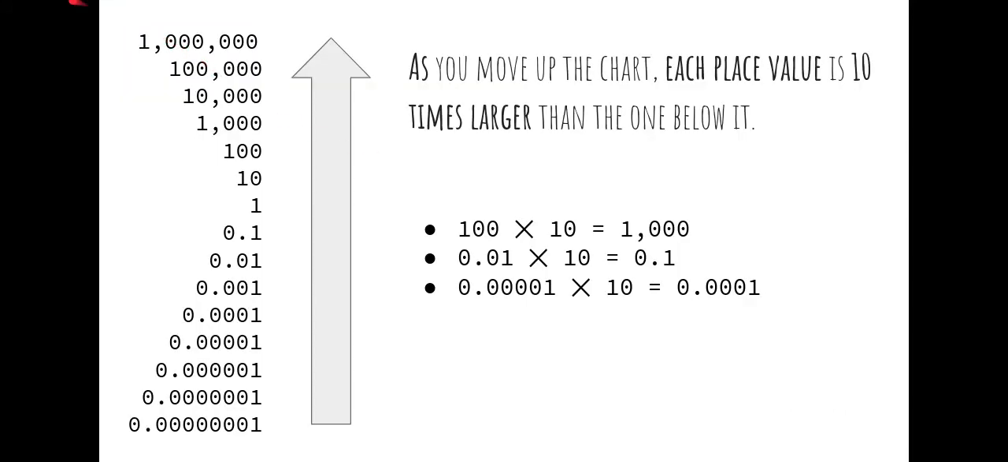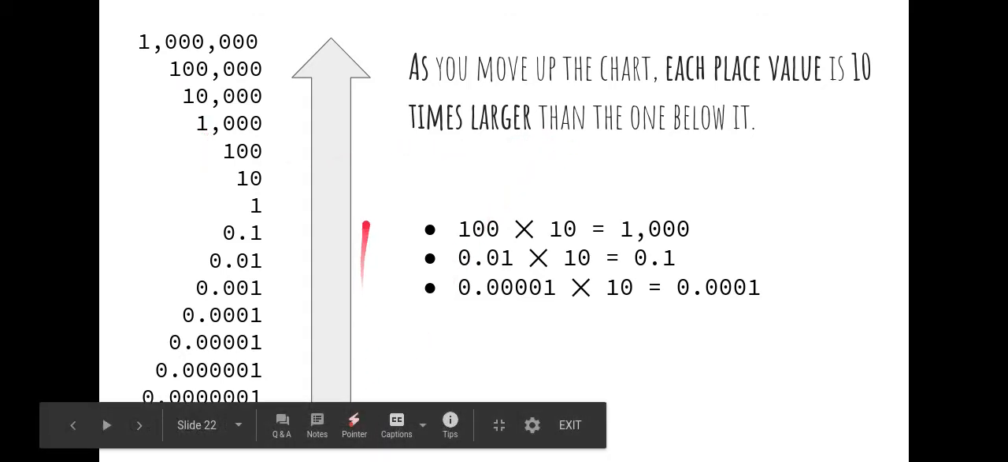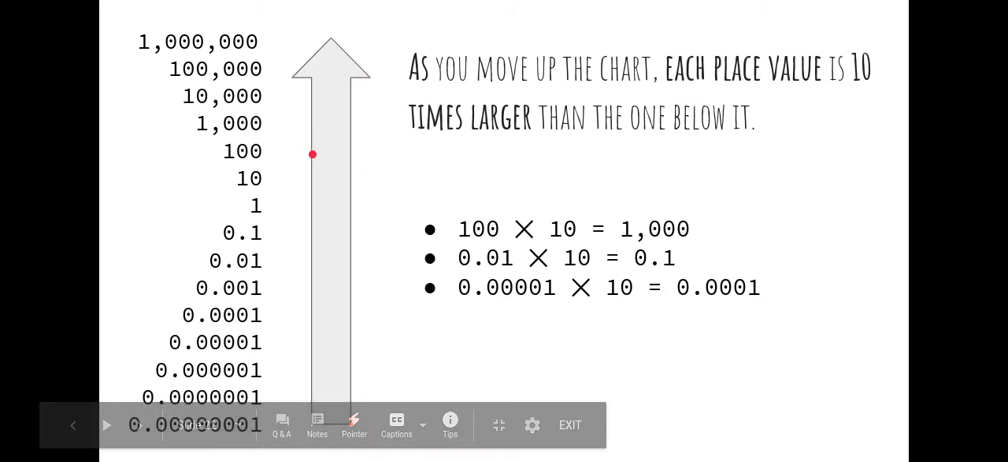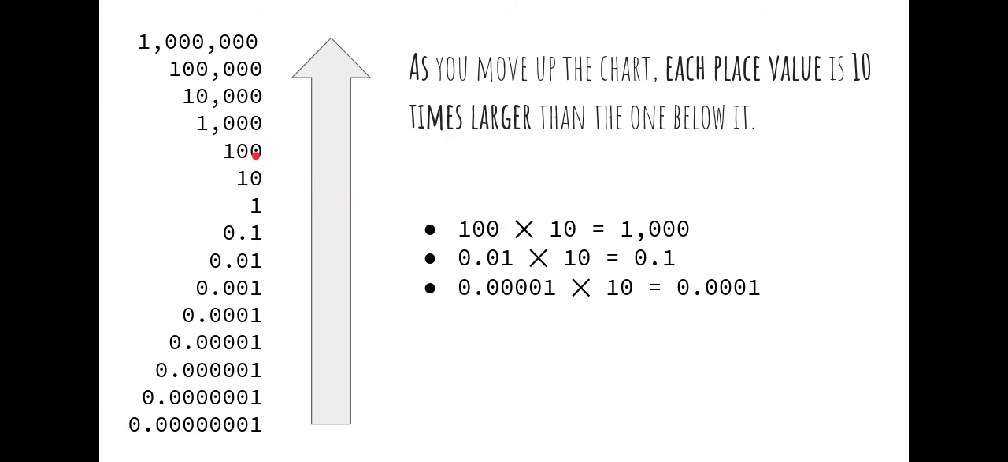So you'll see at the top of my list, we start at 1 million, and we work our way down to 100,000, 10,000, 1,000, so on and so forth. So as we move our way up this chart, you see that the numbers get bigger. They get bigger by 10. So if I multiply this 100 by 10, I get 1,000. 10 times 100 is 1,000. 1,000 times 10, I apologize, is 10,000, and 100,000, and a million.